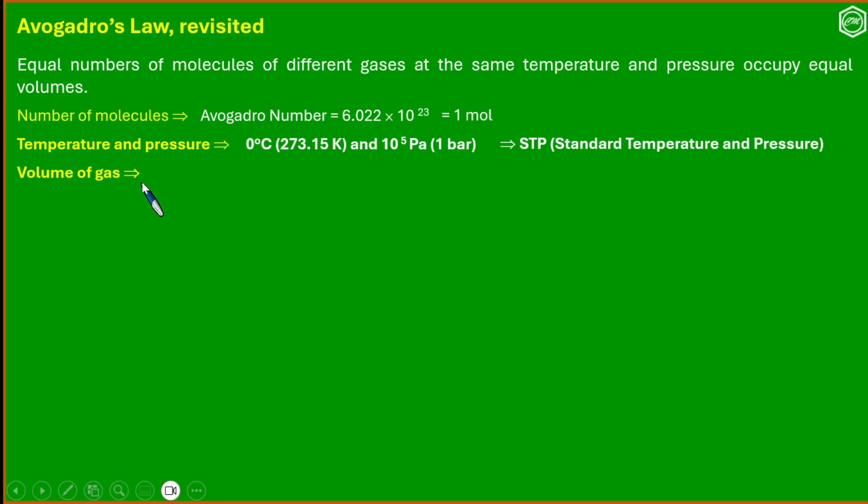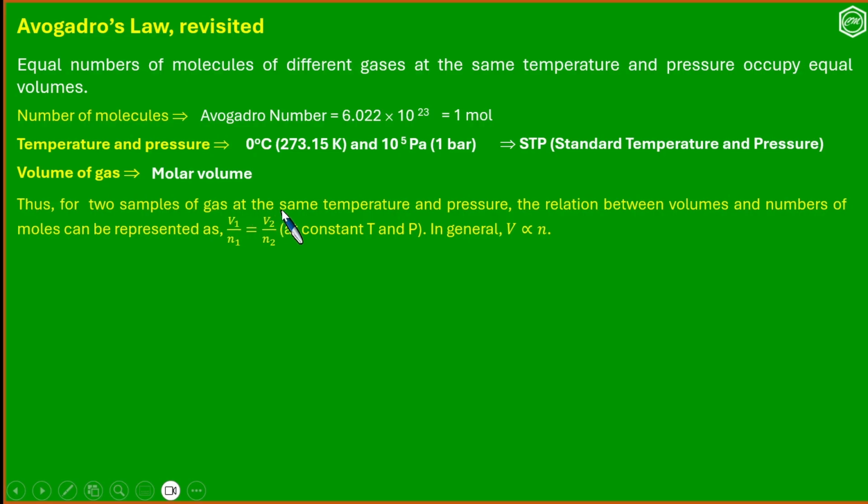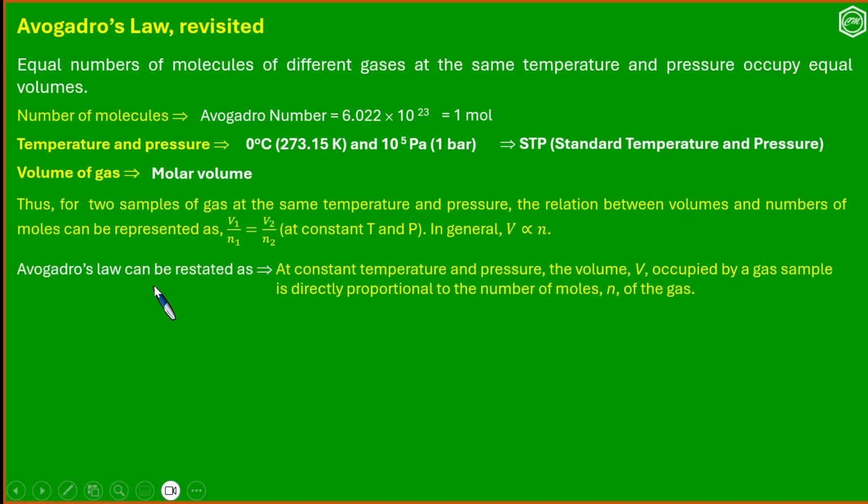Now the volume of gas is taken as the molar volume, that is volume of 1 mole of gas. Thus, for two samples of gas at the same temperature and pressure, the relation between volumes and numbers of moles can be represented as V1/N1 = V2/N2, that is at constant temperature and pressure. In general, we can say volume is proportional to number of moles. The Avogadro law can be restated as, at constant temperature and pressure, the volume V occupied by a gas sample is directly proportional to the number of moles N of the gas.